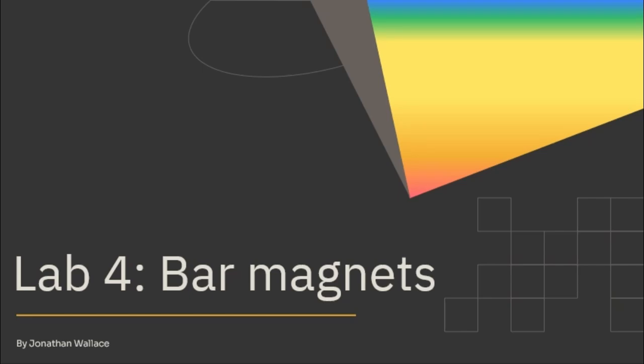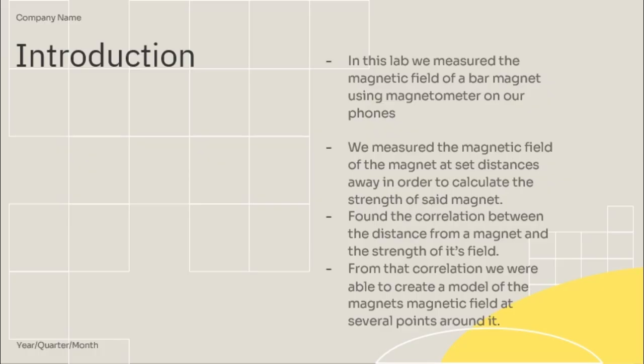This lab is on bar magnets. In this lab, we measured the magnetic field of a bar magnet using a magnetometer on our phones. We measured the magnetic field at set distances away and found the strength at set distances, so we were able to calculate the drop-off of magnetic field at certain places.